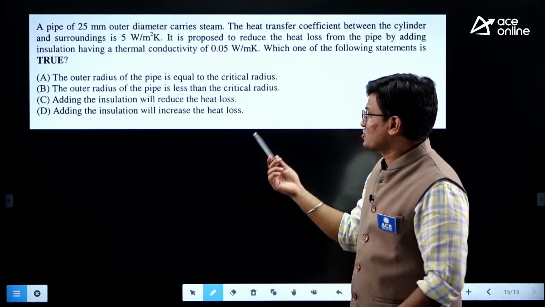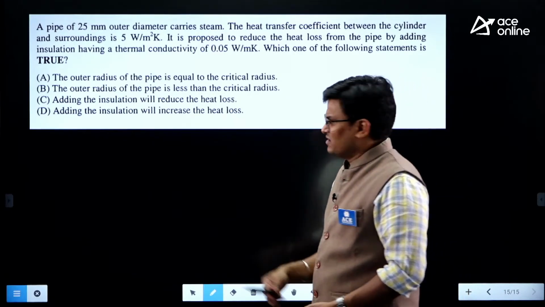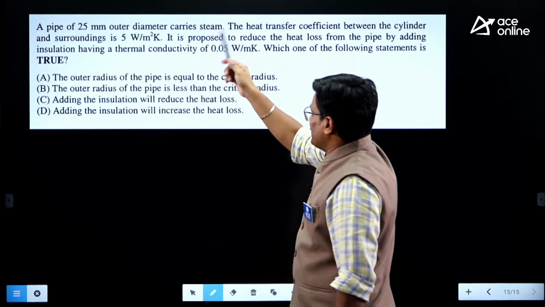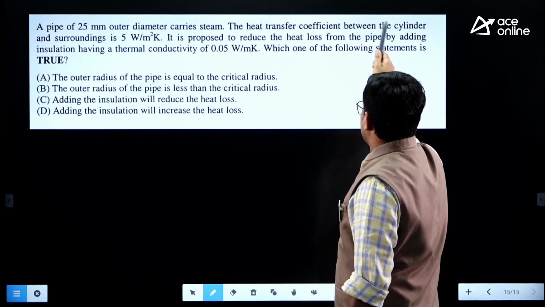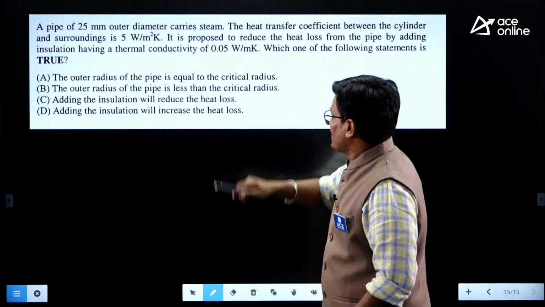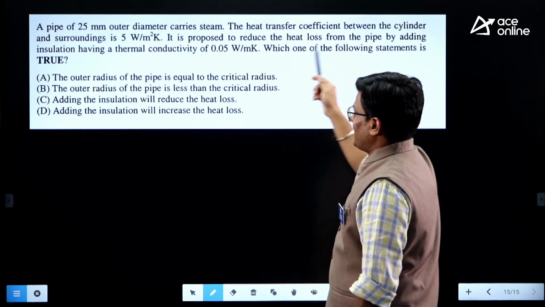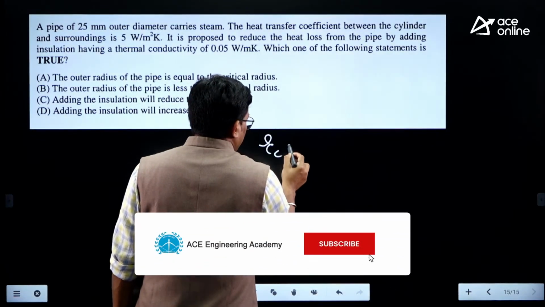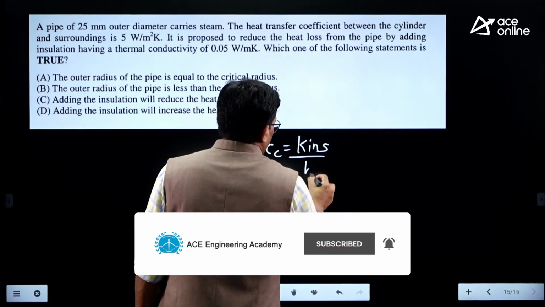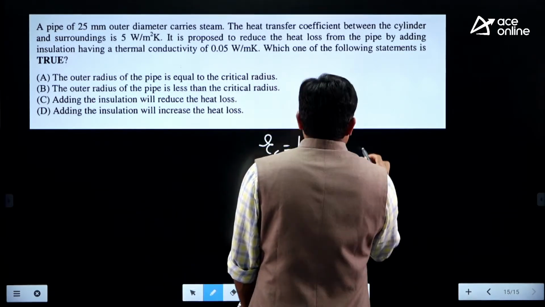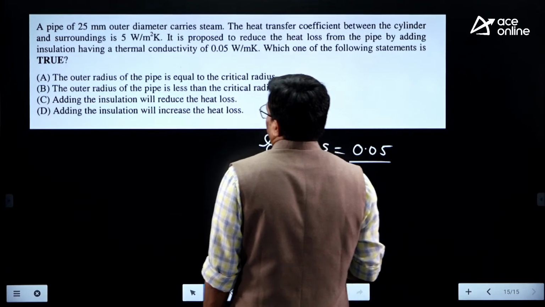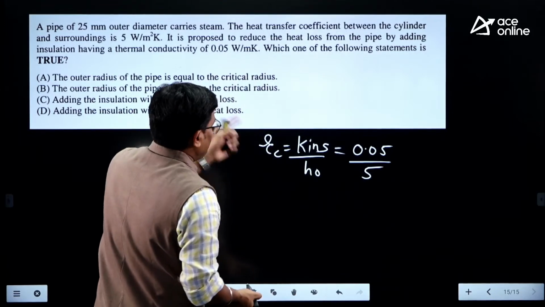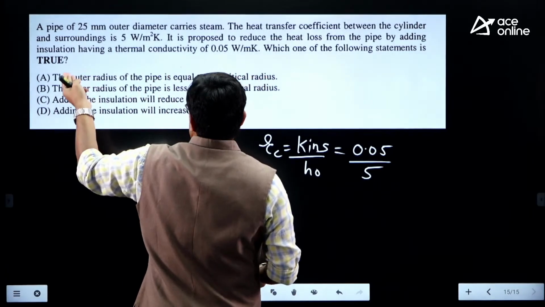Now I expect that you should solve this question. You can do it. This is for your practice. A pipe of 25 mm diameter carries steam. The heat transfer coefficient between cylinder and surrounding is 5. It is proposed to reduce the heat loss from the pipe by adding insulation of thermal conductivity. So you need to calculate first RC, that is K insulation by H outer. K insulation is 0.05 by H, H is 5. So you need to calculate RC. Once you calculate RC, which of the following statements is true, he is saying.